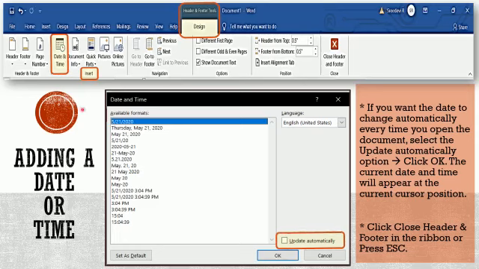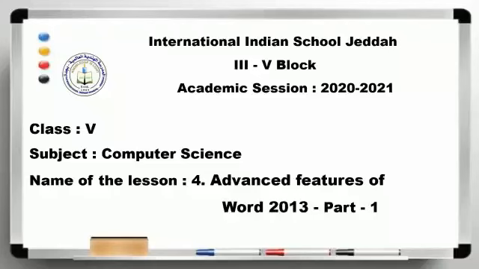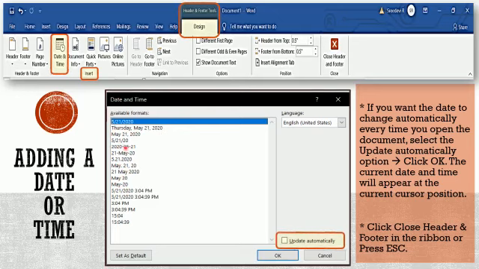If I click this, my date and time dialog box will appear. This is my date and time dialog box. I can select any available format here, which way I want the date and time to be written in my document. Now I can just select that, and I have to click OK.